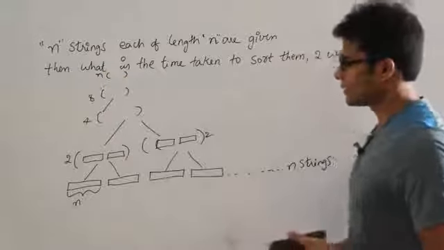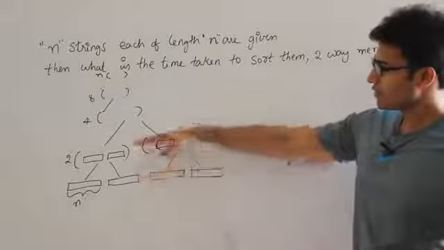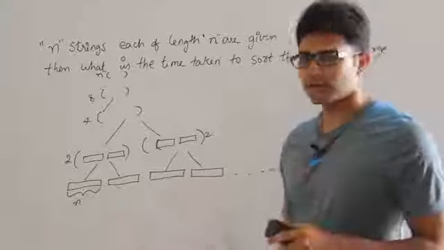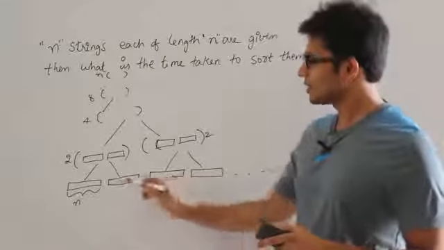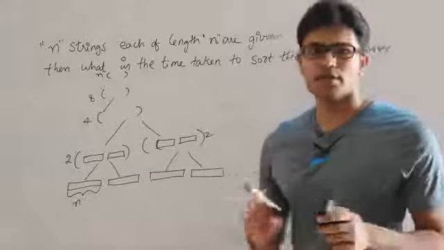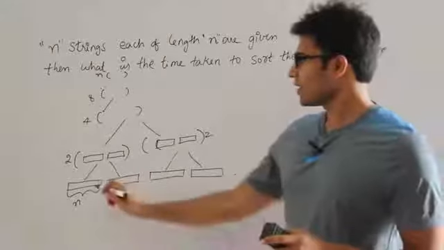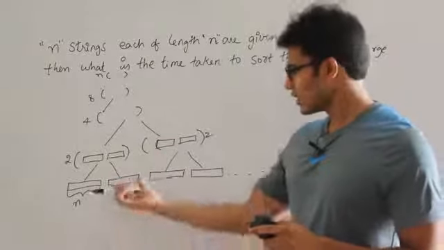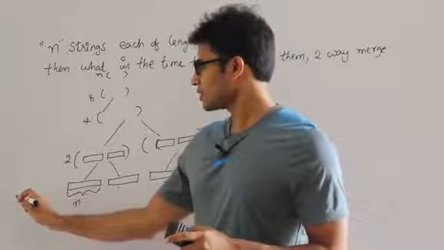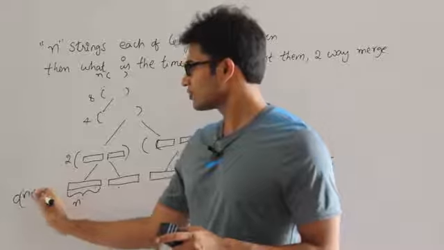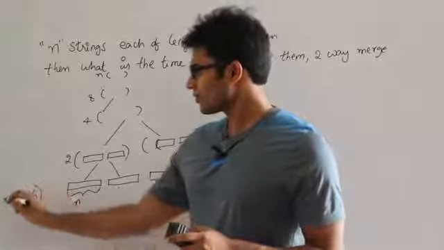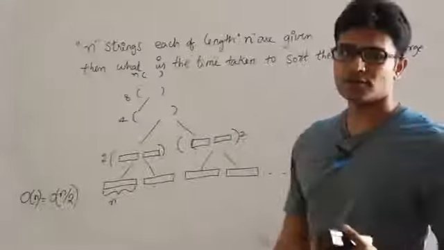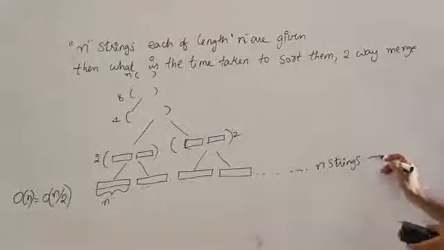Now let's see. In order to write all these n elements here, every element has to be compared exactly once with some other element before you write it there. So at the first level, even if you optimize, the number of comparisons will be n by 2, which is order of n. Therefore the number of comparisons is order of n, and for every comparison the time taken is order of n. Therefore the total time taken for comparisons is order of n square.